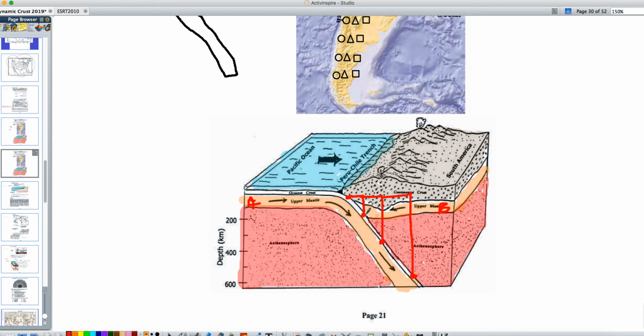Plate B is the overriding plate. It stays up. And one more thing. Continental crust never subducts into the earth. It stays up the whole time.